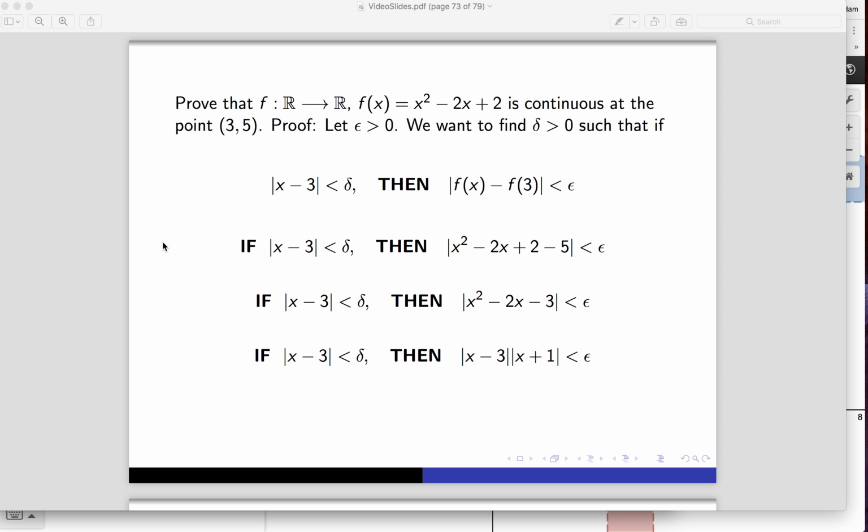I do have some questions in office hours about these proofs with quadratics, so make sure you've watched or maybe rewatch Continuity 3, the video.